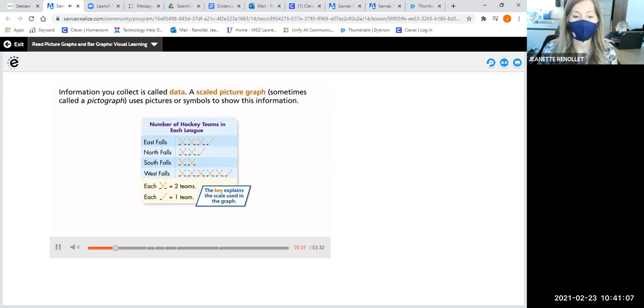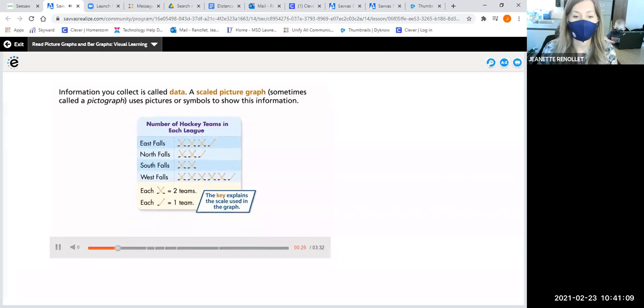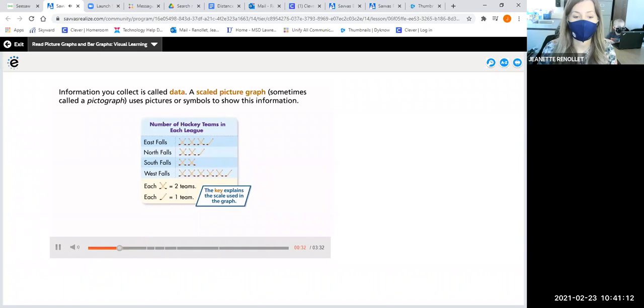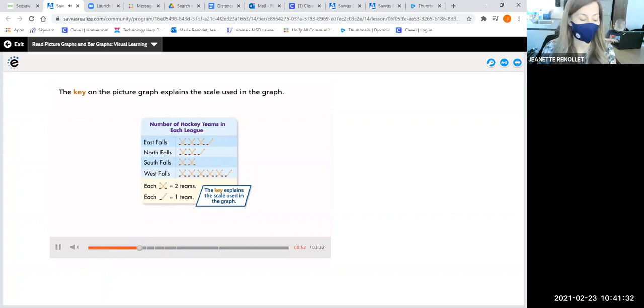Information you collect is called data. A scaled picture graph, sometimes called a pictograph, uses pictures or symbols to show this information. The scale on the picture graph is the number each picture or symbol represents or stands for. The key on the picture graph explains the scale used in the graph. Look at the graph. What do the two hockey sticks that make an X stand for?